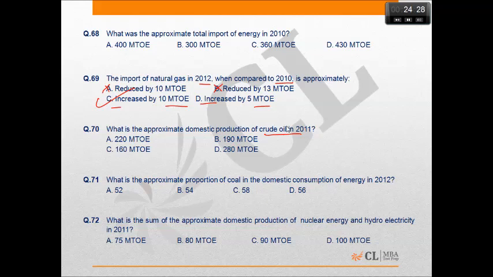Okay. What is the approximate? This is doable actually, but I don't have time. Do I do it now? Do I give it 4 minutes more and then come back, go to quant? Okay. What is the approximate domestic production of crude oil in 2011?